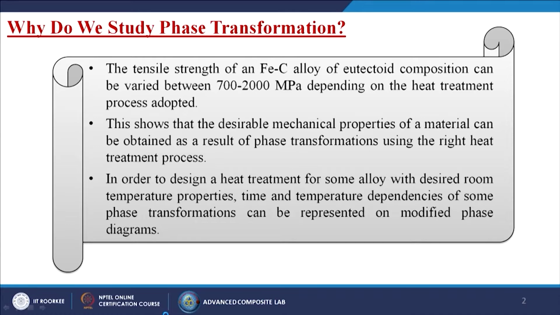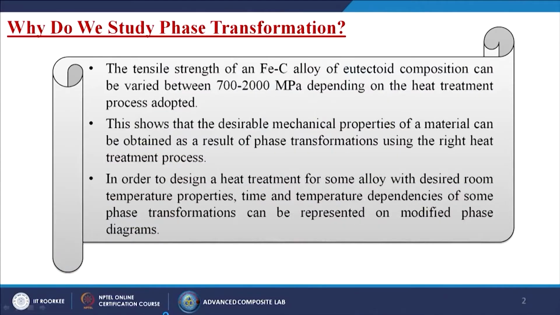Yes, of course, it should be the proper one. It does not mean that every time I can give some heat, or cool down the material, and the material will give the desired properties. No, there are some specific conditions, and it varies from material to material in terms of physical properties, whether it can show better properties. In order to design a heat treatment for some alloy with desired room temperature properties, time and temperature dependencies of some phase transformations can be represented on a modified phase diagram.